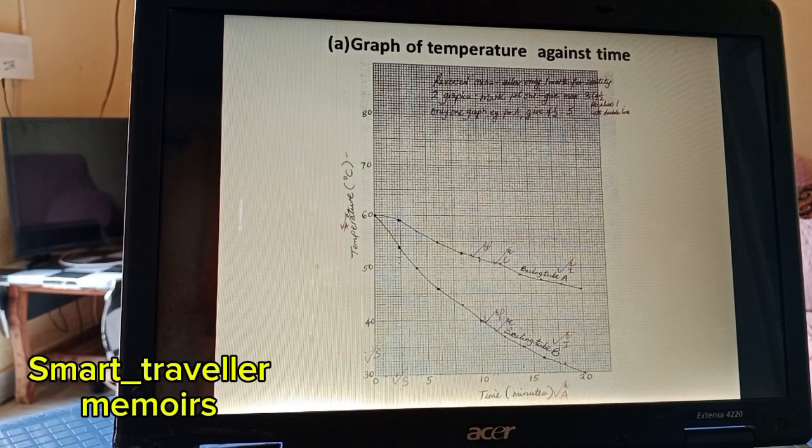So that is your graph. Your graph is there. Alright, that is your graph. You can see very clearly.